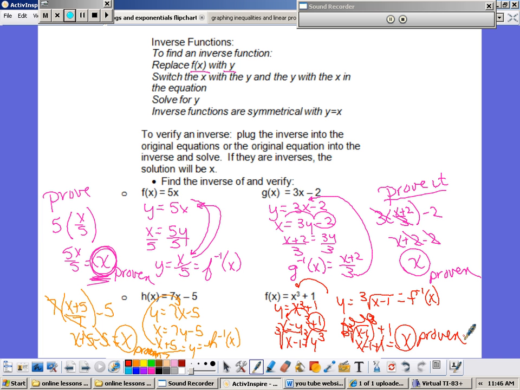So, we replace f of x or g of x or h of x with y. We switch the x and y. We solve for y. That should be your inverse if you didn't make any mistakes. But to verify it, take your inverse and plug it back into the original. If at the end all you're left with is x, you proved it.